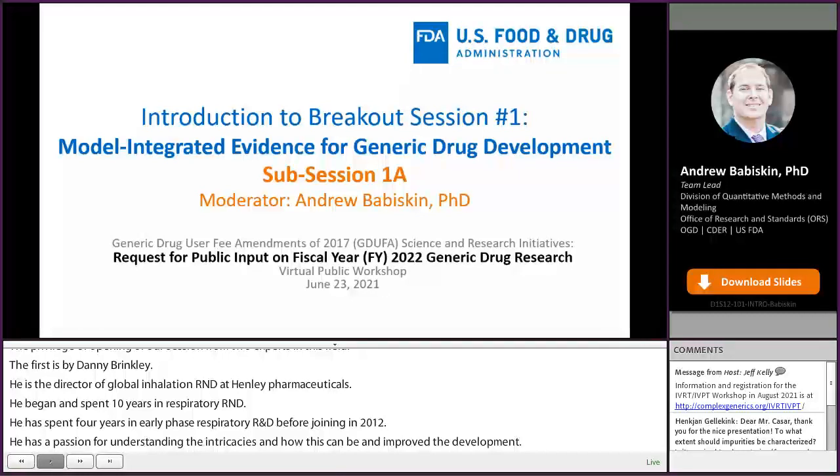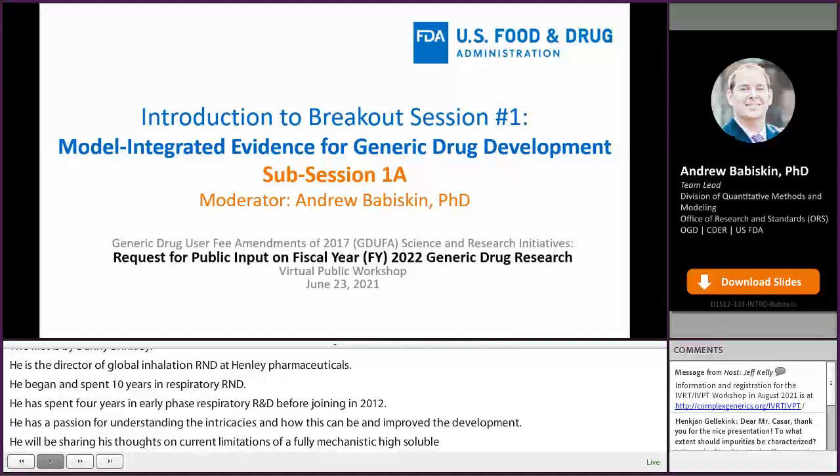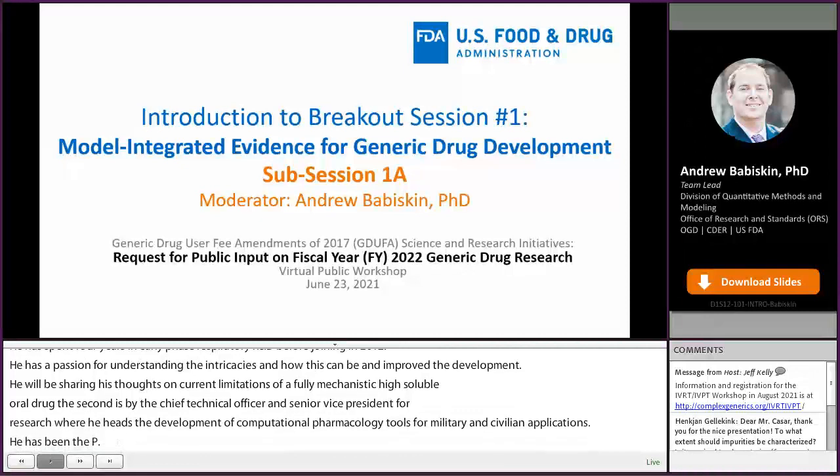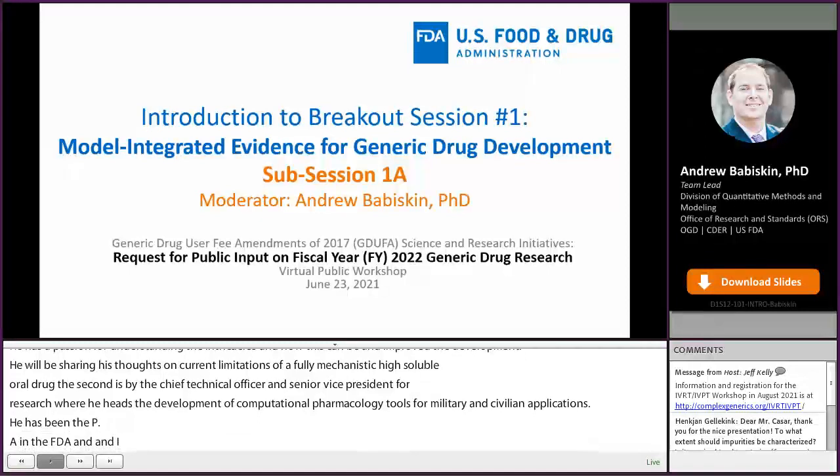The second talk is by Dr. André Jacquas, who is the Chief Technical Officer and Senior Vice President for Research at CFD Research Corporation, where he heads the development of computational pharmacology tools for military and civilian applications. He has been the PI on several projects with DARPA, DoD, FDA, NIH, CDC, and U.S. Pharma in collaboration with academic institutions, and has published over 290 papers as well as several book chapters. Today, he will share his insights on integrated computational fluid dynamics, physiology, and pharmacokinetics tools for development and evaluation of orally inhaled drug products.